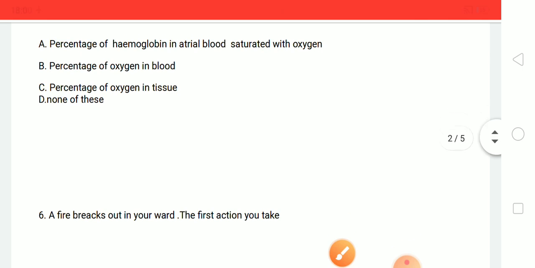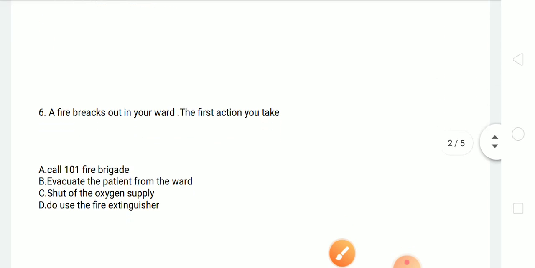Next question: a fire breakout in your ward. The first action you take. In this question, which first action will you perform? Option A, call 101 fire brigade. Option B, evacuate the patient from the ward. Option C, shut off the oxygen supply. Option D, use a fire extinguisher.